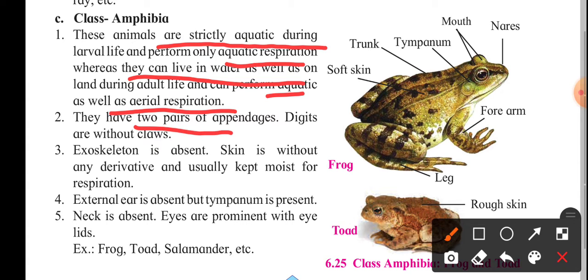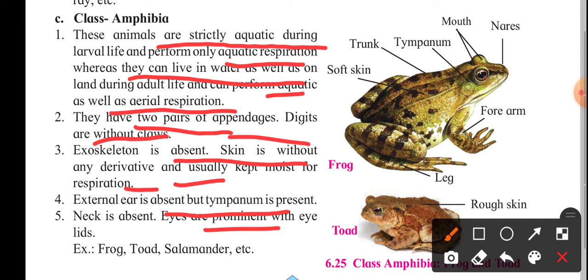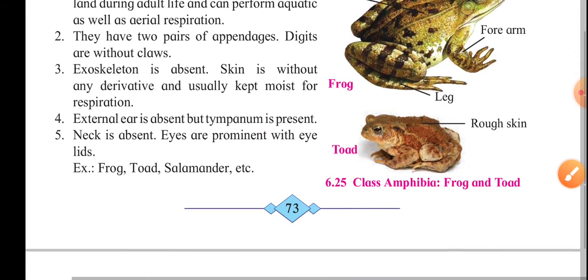They have two pairs of appendages. Digits are without claws. The exoskeleton is absent. The skin is without any derivative and is usually kept moist for respiration. That actually helps them to respire in the terrestrial part. The external ear is absent, but the tympanum is present, meaning the external ear is not there, but the pores or holes are present to listen. The neck is absent, and the eyes are prominent with eyelids. Frog, toad, salamander, etc. are the examples for this particular class.